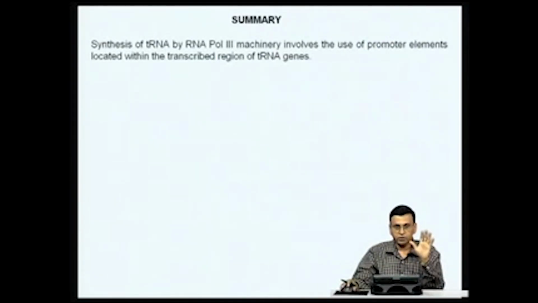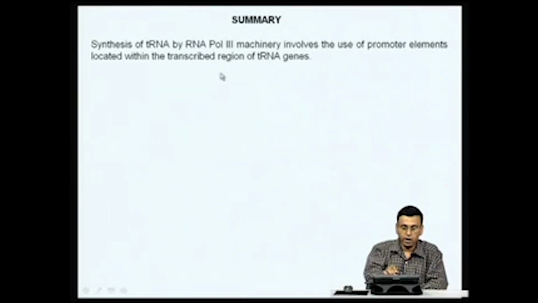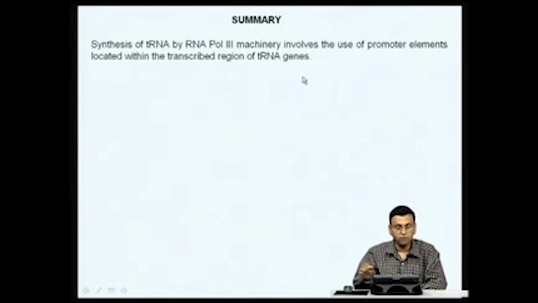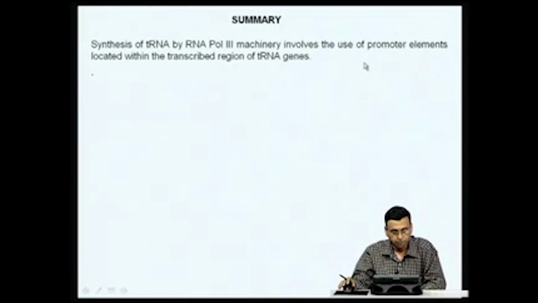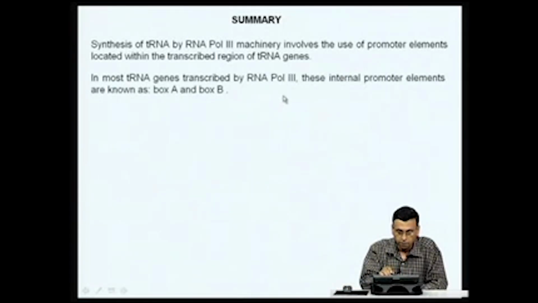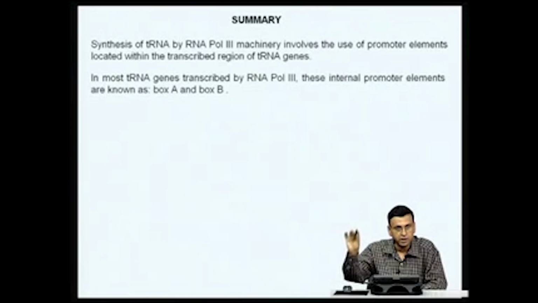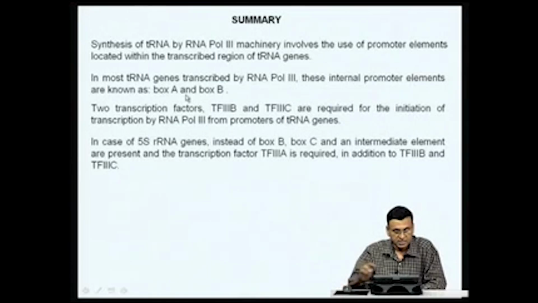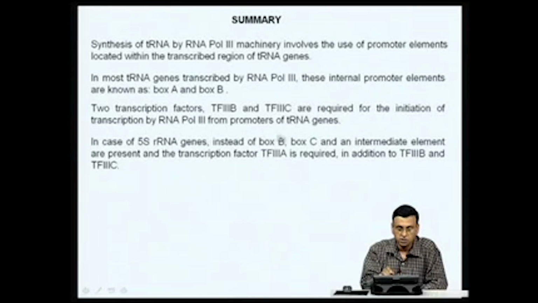So, just to recapitulate, what we have discussed so far I have summarized here. Synthesis of transfer RNA by the RNA polymerase III machinery involves the use of promoter elements located within the transcribed region of tRNA genes. So, the tRNA gene promoters are internal. In most tRNA genes transcribed by RNA polymerase III, these internal promoter elements are known as box A and box B. So, all tRNA gene promoters are internal, they contain two important elements called box A and box B. The transcription factors TFIIIB and TFIIIC are required for the initiation of transcription by Pol III from the promoters of tRNA genes.